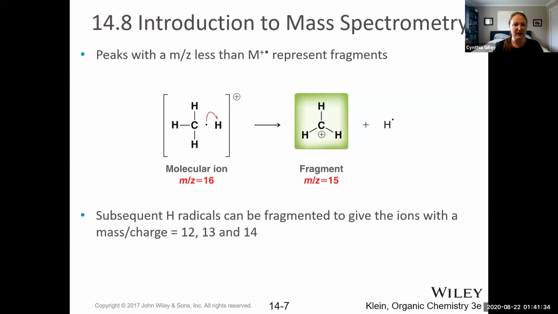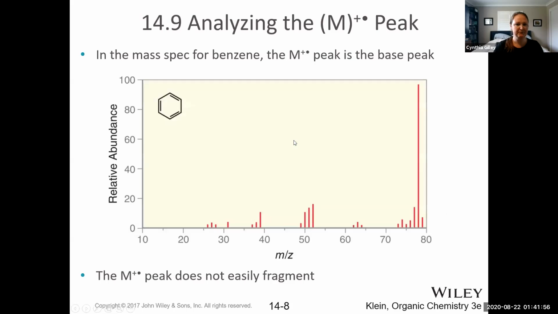Okay, so you saw those other signals like at 15, 14, 13, etc. Those are from loss, again, of these hydrogen radicals, forming carbocations that contain fewer and fewer hydrogens. And those will also reach the detector because they're charged, and you'll see peaks for those as well.